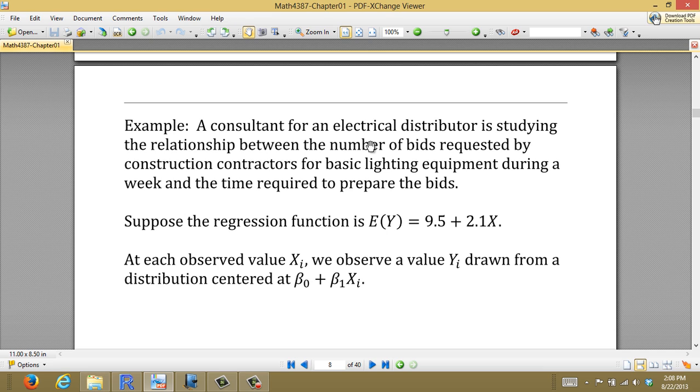So let's try to do a practical example of this. A consultant for an electrical distributor is studying the relationship between the number of bids requested by construction contractors for basic lighting equipment during a week and the time required to prepare the bids. So suppose the regression function, or the functional relation, is E of y equal to 9.5 plus 2.1x. So we have the functional or regression relationship right here. And at each observed value of x, we observe a response drawn from a distribution centered at this particular mean right here.